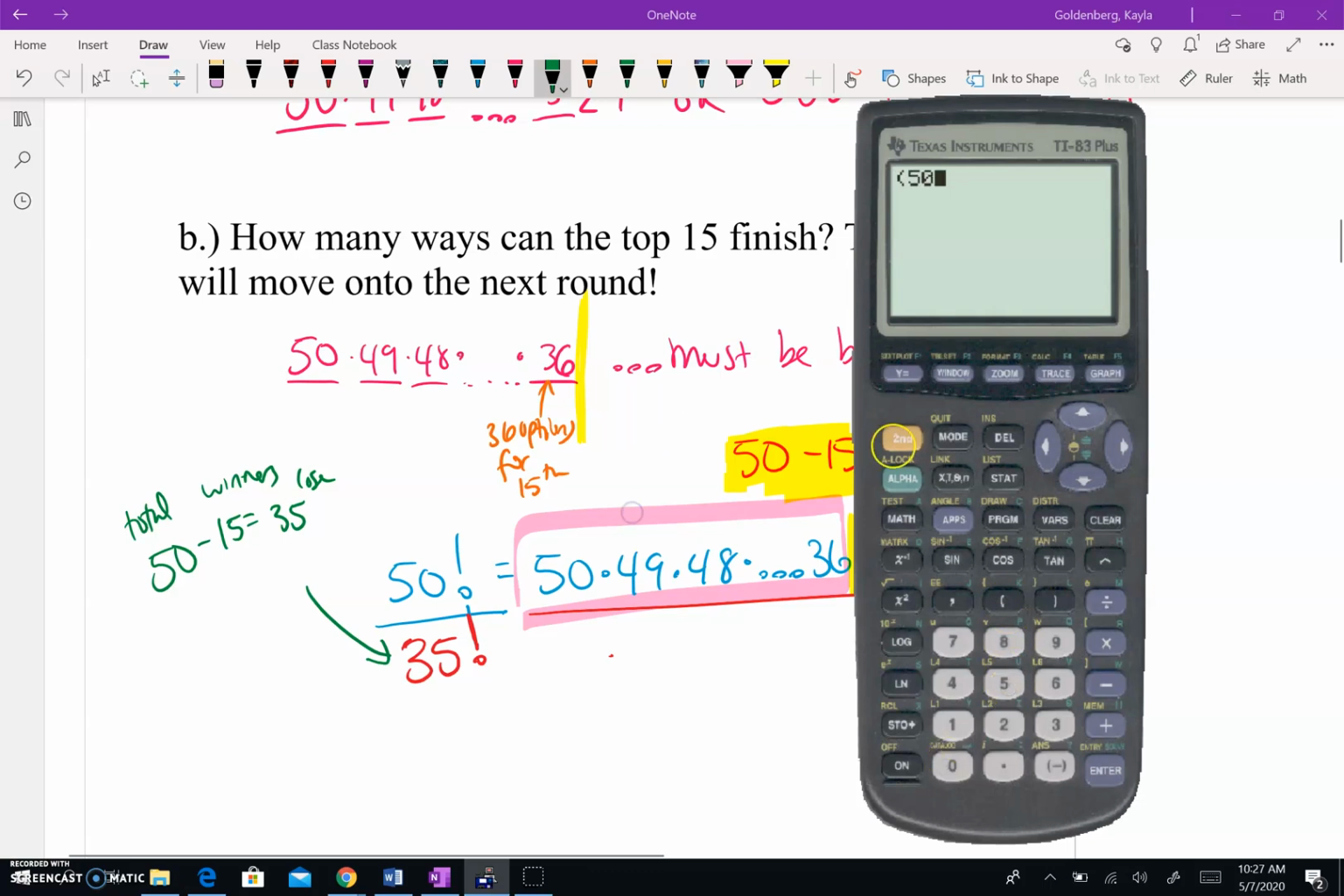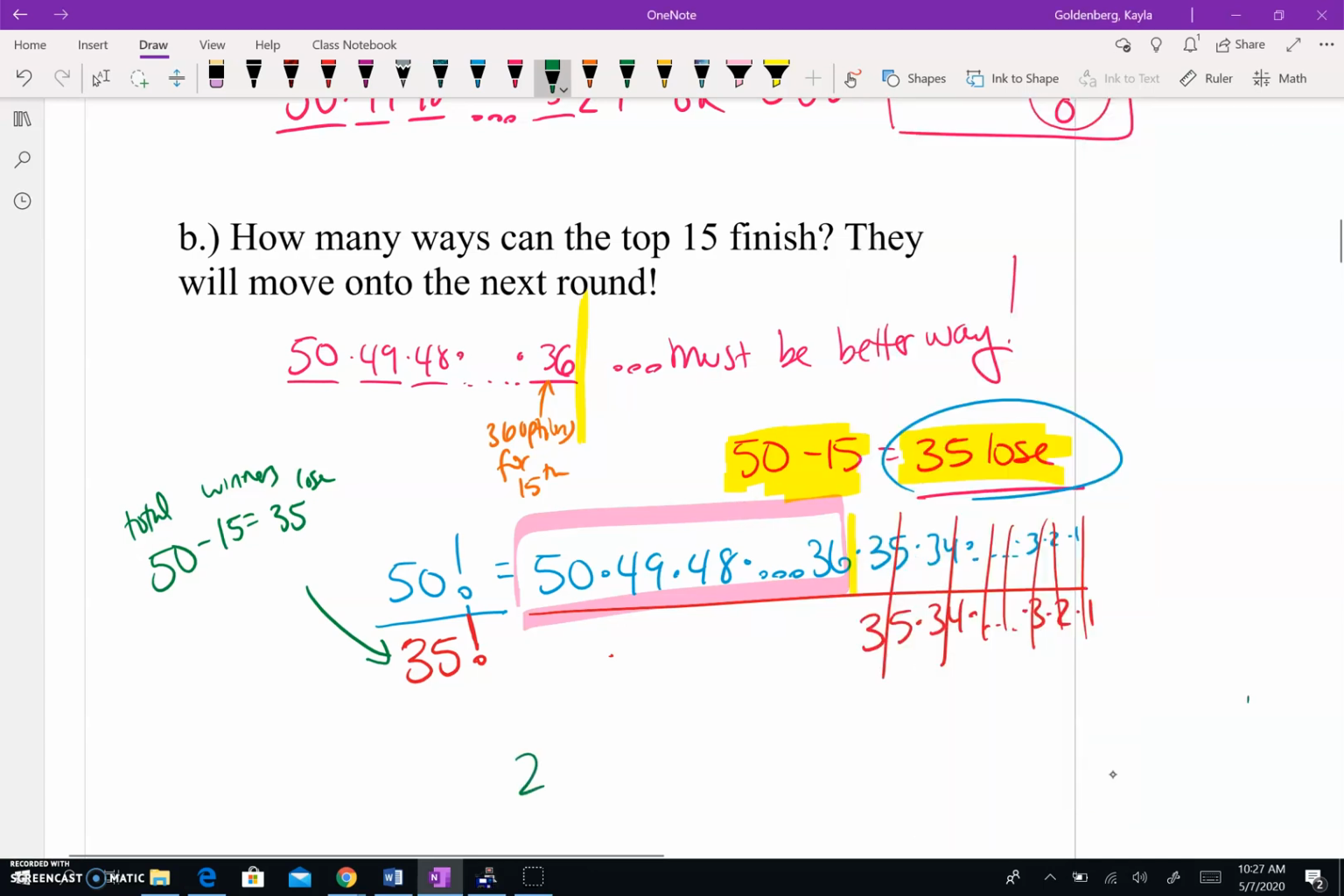So I'm going to do 50, math, arrow over to probability, and choose my fourth option. And I'm going to divide that by 35, math, arrow over to probability, choose my fourth option for my factorial. And it looks like it's also a very large number. So 2.94 times 10 to the 24th power. That's a lot of ways.